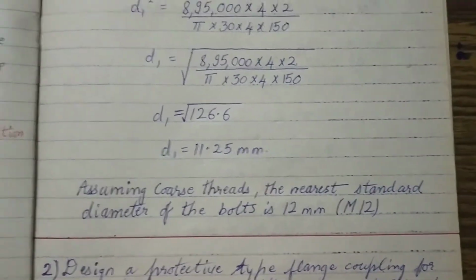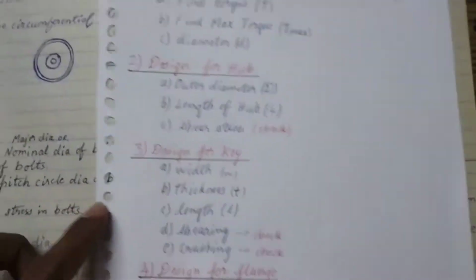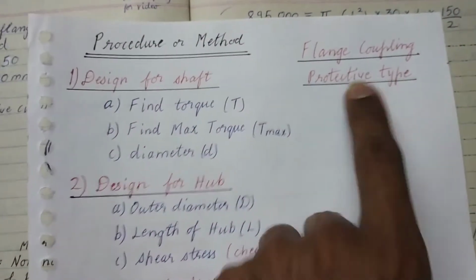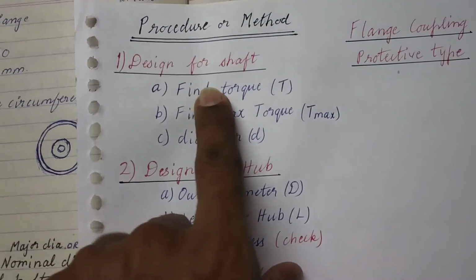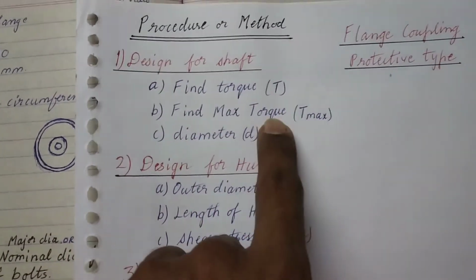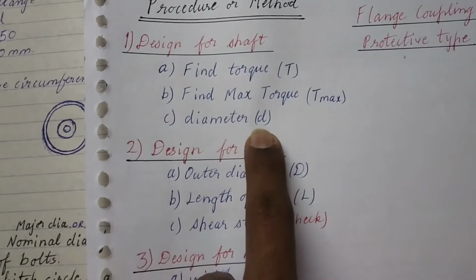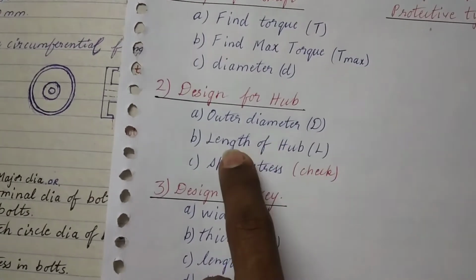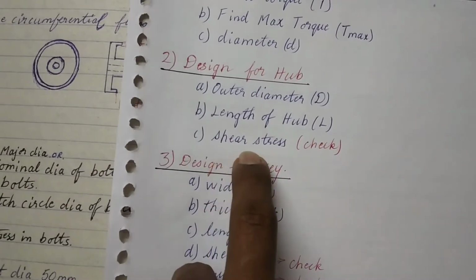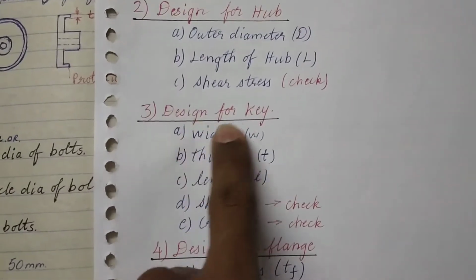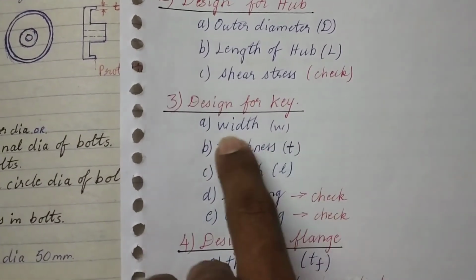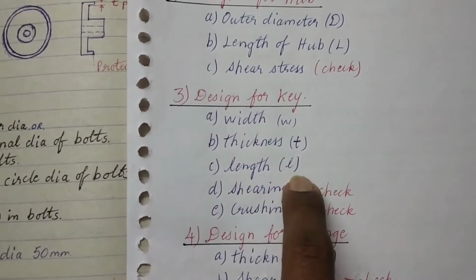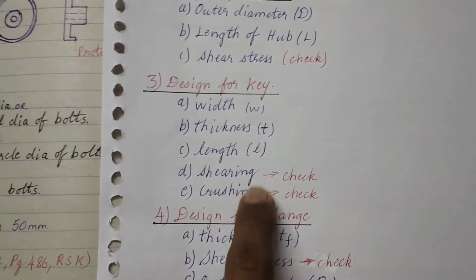So finally, this is how we design. If you see the procedure once more, the procedure or method for solving the protective type flange coupling: first we need to design the shaft, find the torque, then find the maximum torque, then find the diameter of the shaft. After that, design for the hub: outer diameter capital D, length capital L, shear stress, then check for shear stress. After that, go for the design of the key. Width is W, thickness is T, length of the key is small l. Then check for shearing and crushing of the key.